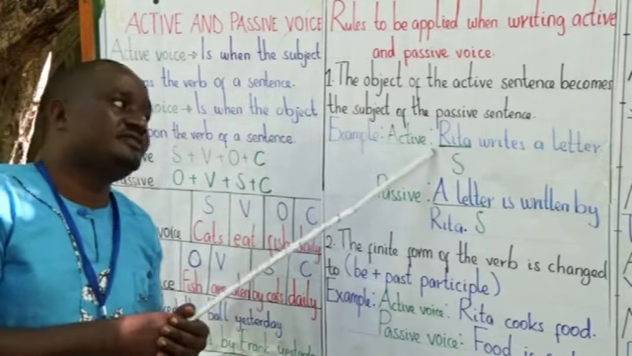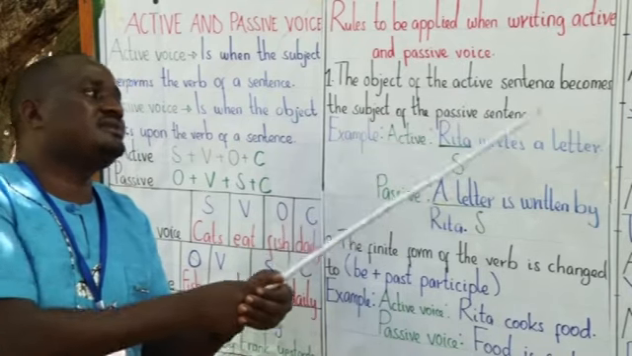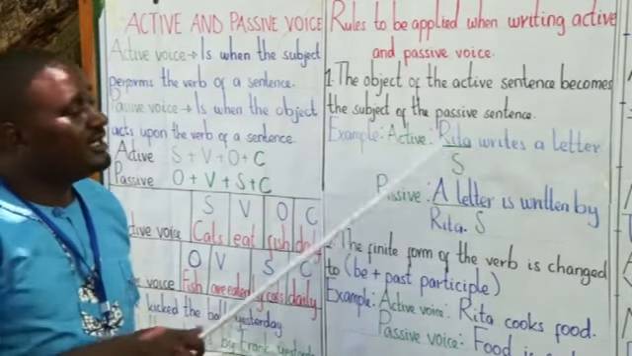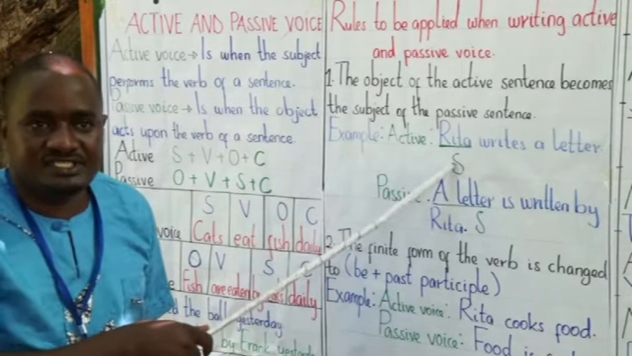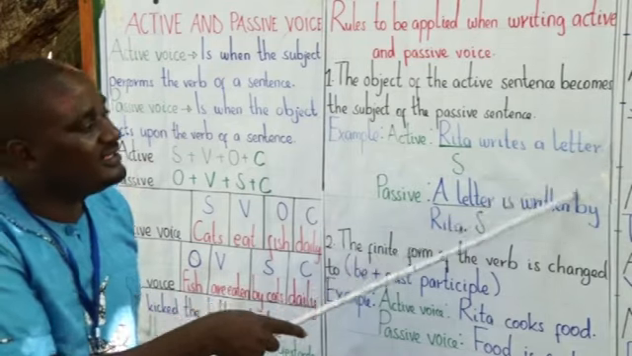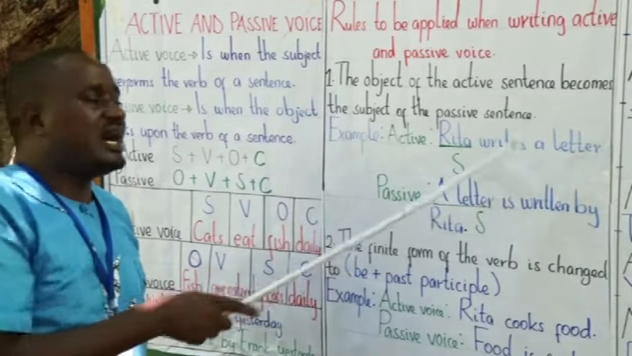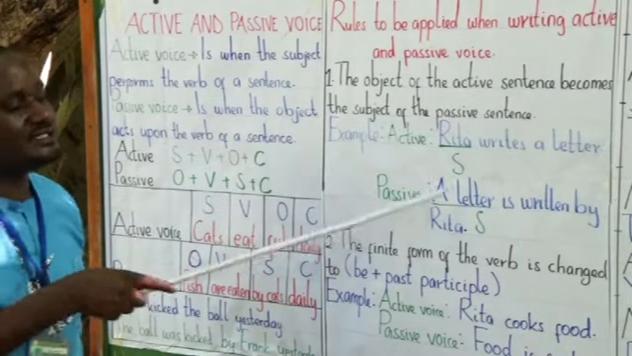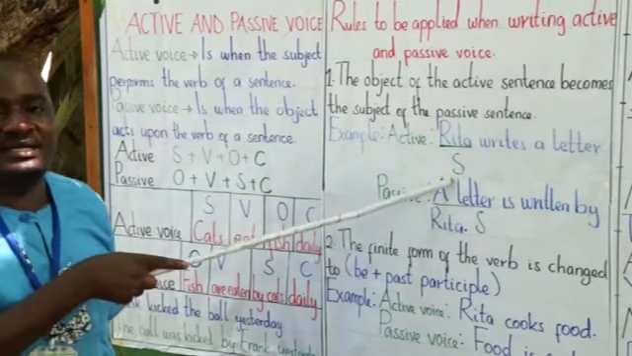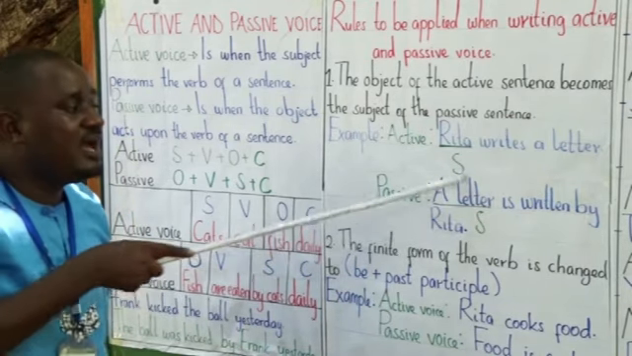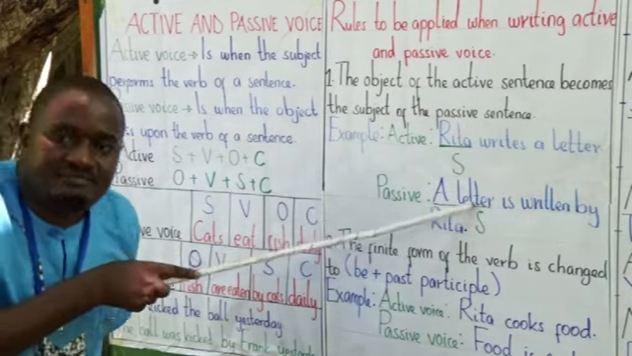Example, active: Rita writes a letter. Rita is the subject, and a letter is the object, which means the letter receives the action from Rita. Then let's check the passive voice of that sentence: A letter is written by Rita. Now the letter here becomes our subject.